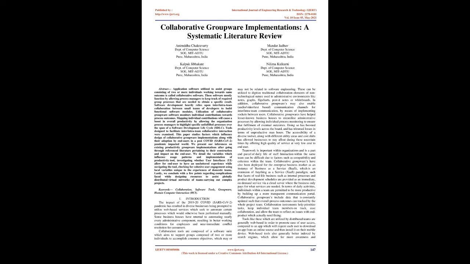In terms of daily activities, individuals within a team are permitted to be more productive by building up a more transparent communication portal. Collaborative groupwares include data that is constantly updated such that overall process outcomes can be tracked by the whole project team. Collaboration instruments help prioritize tasks, keep individual team members on track, ease collaboration, and allow the team to reflect on issues with the end product which actually need fixing.